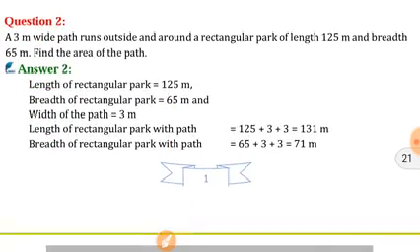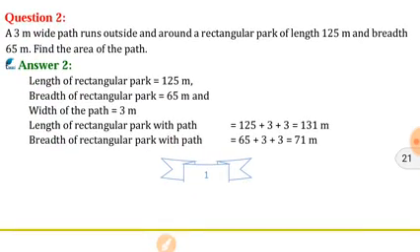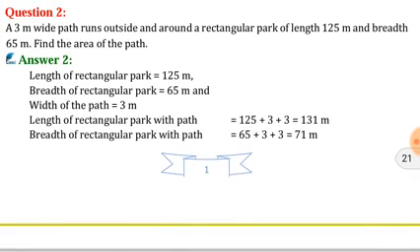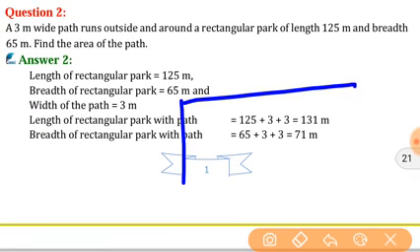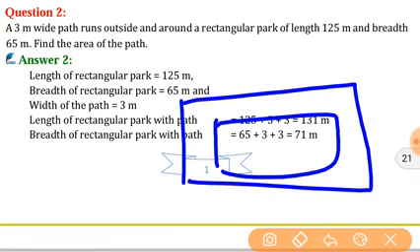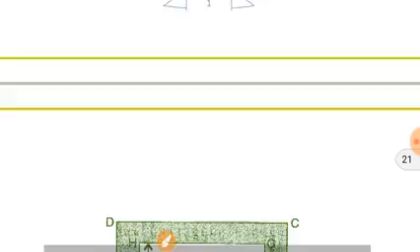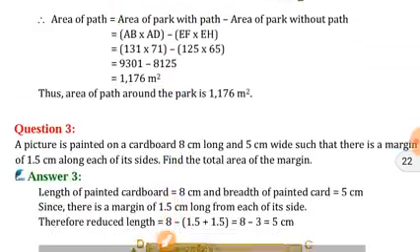Then question number 2: a 3 meter wide path runs outside and around a rectangular park of length 125 and breadth 65. Find the area of the path. See here, it is the same as we did, but here only 3 meter is there. It is also the same. You must do it.